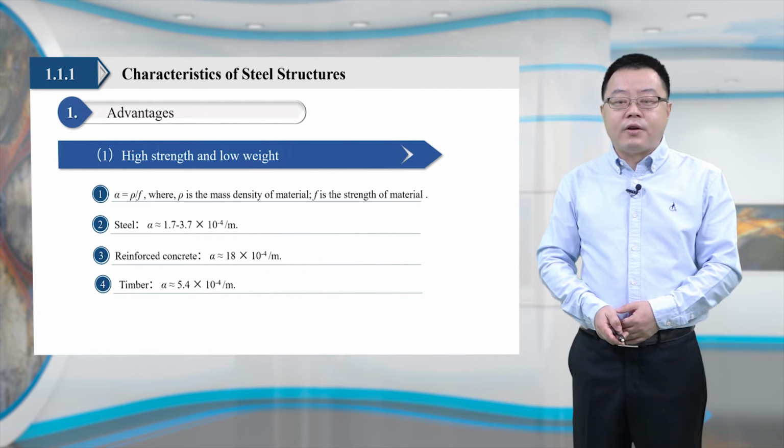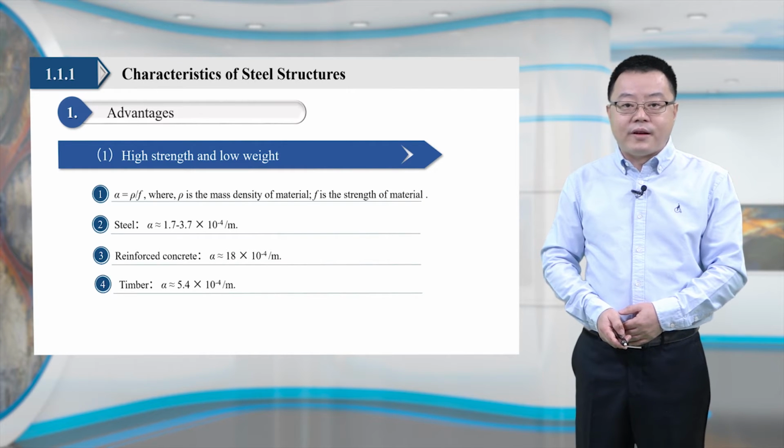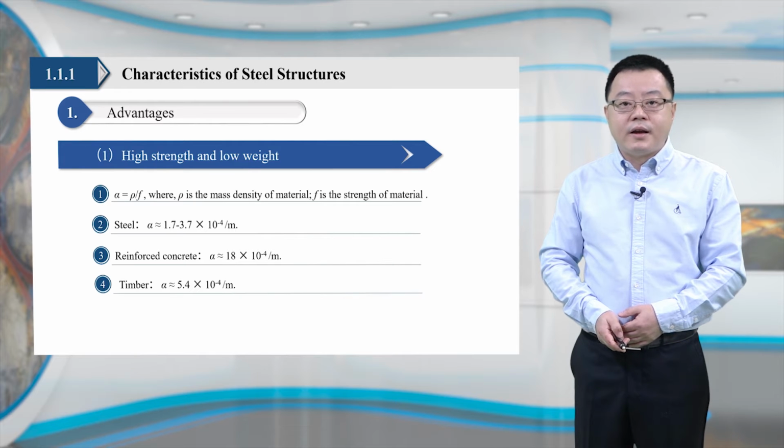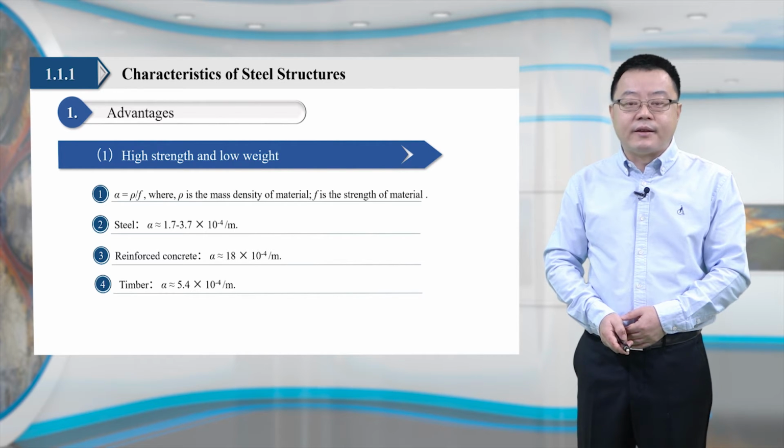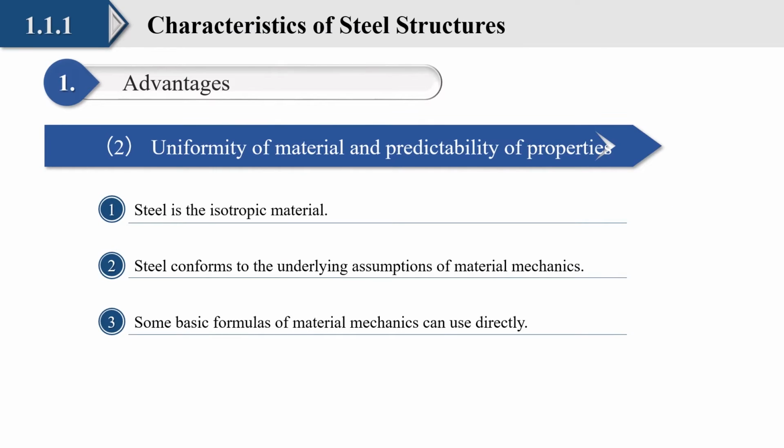There is a critical factor, alpha, which is the ratio of material density to its strength. The lower alpha means the lower mass of the structure constructed under the same load. It lists the alpha of three materials on the screen, and we can see the value of steel is the smallest. The second advantage is that steel has uniformity of material and predictability of properties.